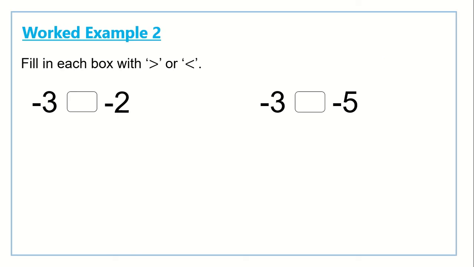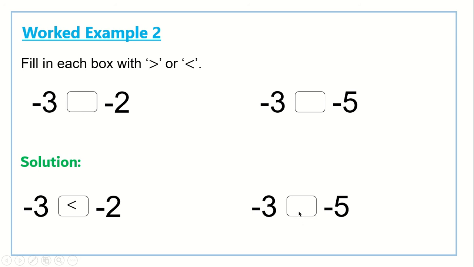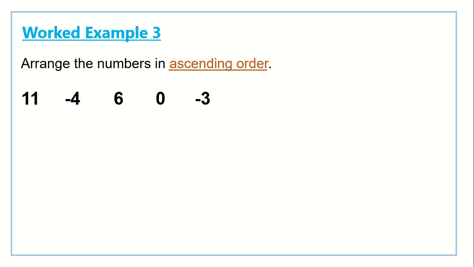Okay? Now, let's look at this example. Fill in each box with greater than or less than. So, what do you think? We can see that -3 is less than -2. And we can also see that -3 is more than -5.